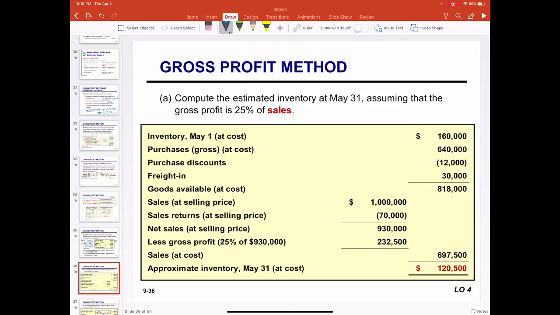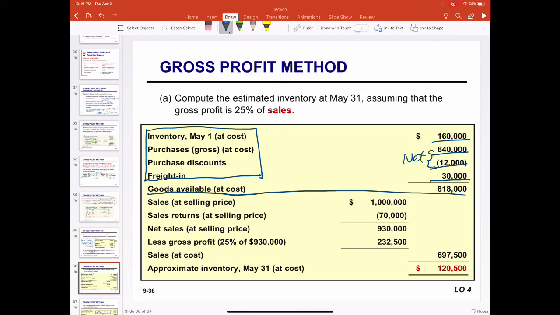The beginning balance, the inventory at cost, purchase, gross, and we subtract purchase discount, so this is net purchase, and we plus freight in, which is part of the shipment cost. We also consider the shipment cost as part of the inventory. So the first 4 items is goods available. So that's the total of them, 818,000.